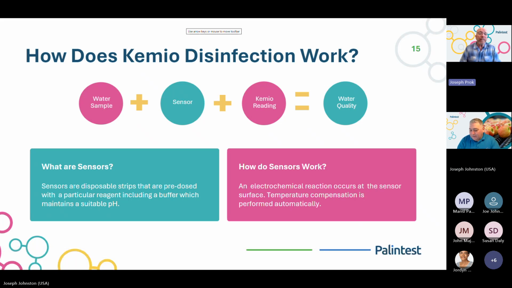So let's take a peek behind the curtain and let's see how this animal works, shall we? So the Chemio disinfectant analyzer, how this works is by way of an electrochemical measurement, as we had shared. A moniker that is commonly dubbed for electrochemical measurement is amperometric measurement.